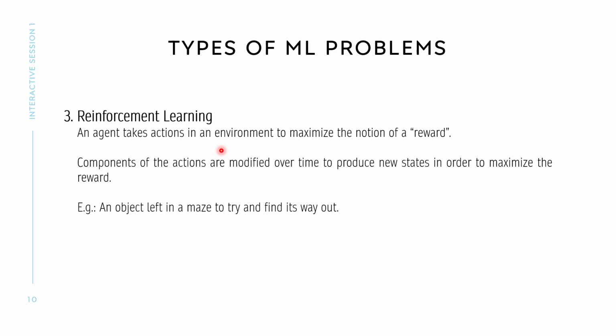So we define the notion of a reward for the agent, and the only task of the agent is to take different actions and see if its reward increases or decreases. So if the reward increases, then the agent is more likely to take that action another time, and if the reward decreases, then that agent will reduce taking that action. So these actions are modified over time to produce new states and new actions in order to maximize this reward.